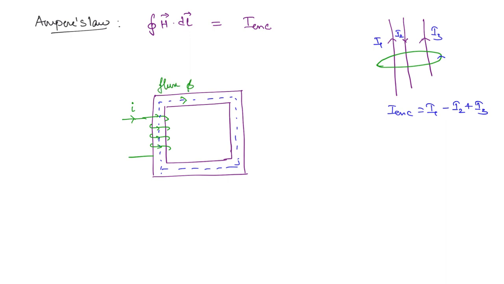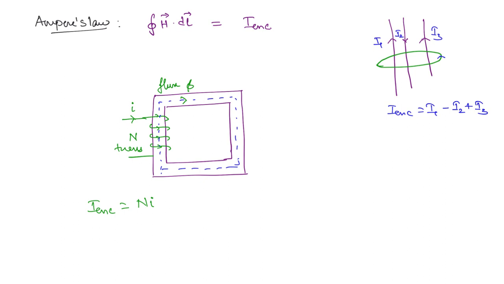Now here we will try to apply Ampere's law. If you take the path of integration as this closed path, what will be the enclosed current? This will be equal to the current in each turn: this I plus this I plus this I plus this I. So it will be the number of turns times the current. If there are N number of turns, then the enclosed current is going to be N times I. That is the right hand side.